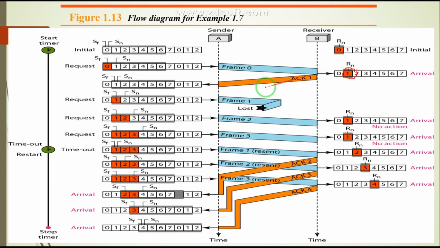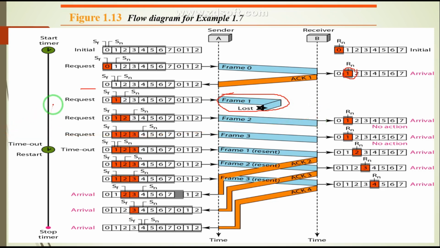So it sends ACK 1. As soon as it receives this ACK 1, the window slides by 1 slot, because it received acknowledgement 1, which means frame 0 has been received, and the receiver is going to expect frame number 1. But you can observe that when frame 1 was sent, it got lost. It is not received by the receiver.